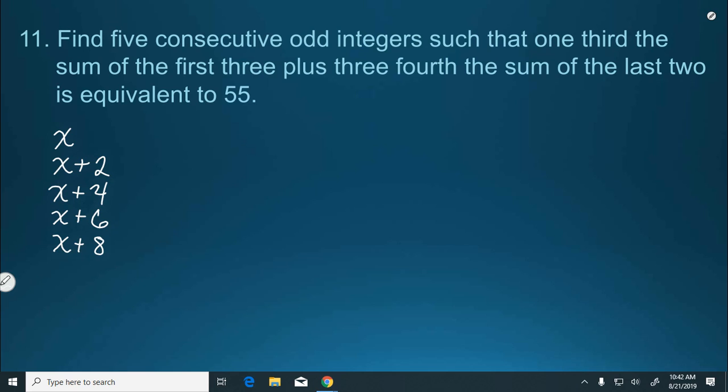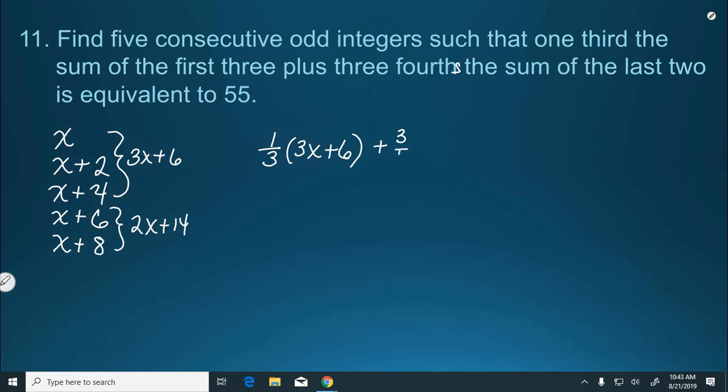All right, so now we have to build this equation such that 1/3 the sum of the first 3. So 3x plus 6, and it's 1/3 of that, plus 3/4 the sum of the last 2. That's these two, so that's 2x plus 14, and it's 3/4. So plus 3/4 of 2x plus 14 is equal to 55.